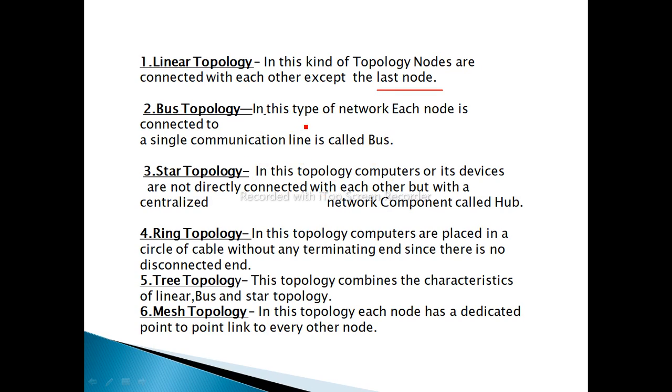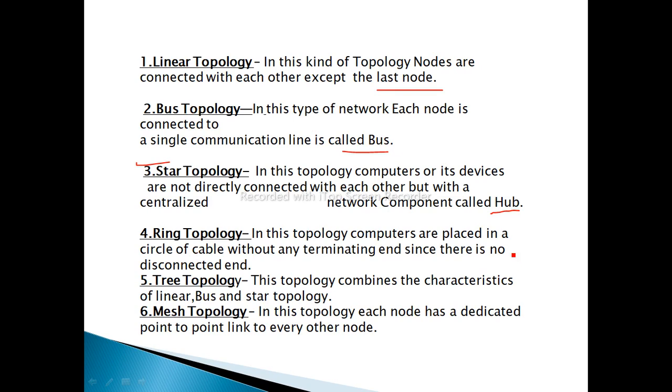Bus topology. In this type of network, each node is connected to a single communication line. It is called a bus. In bus topology, there will be a device called bus through which all the other computers will be connected with each other. It doesn't mean that in star topology we will use a star. We will use a different device here. In this topology, computers or devices are not directly connected with each other but with a centralized network component called a hub. In star topology we use a hub, whereas in bus topology we use a bus.